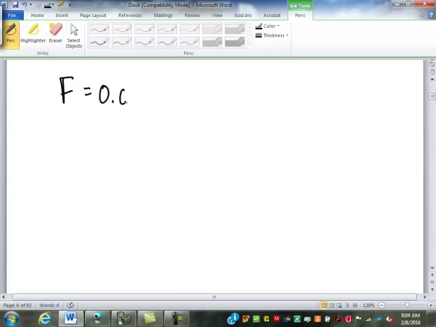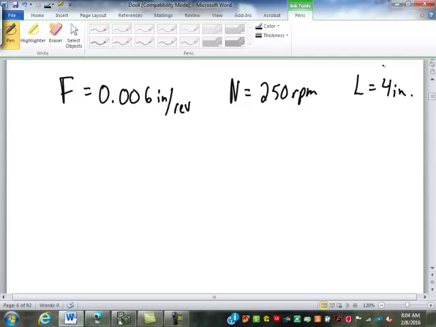So if I give you a feed rate of 6/1000th of an inch per revolution, RPMs of 250 RPM, and we have to make a cut that is 4 inches. In your notes, tell me how long that's going to take.